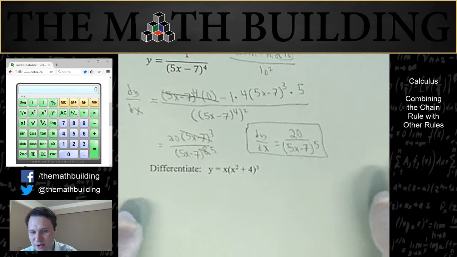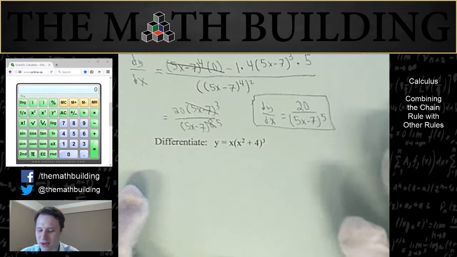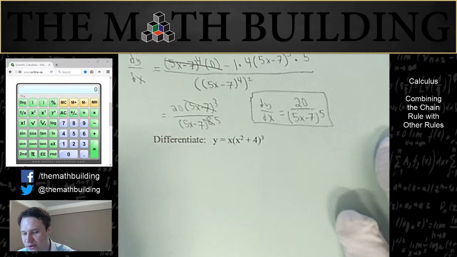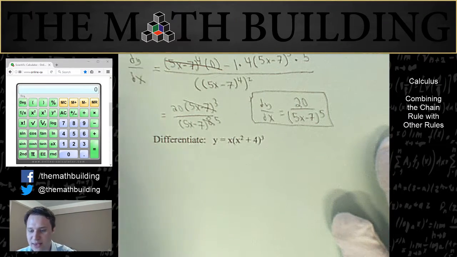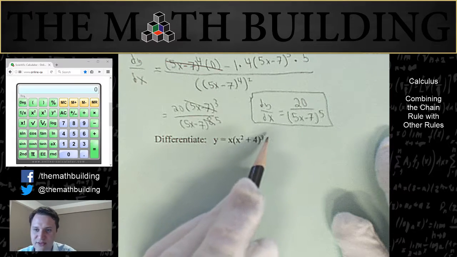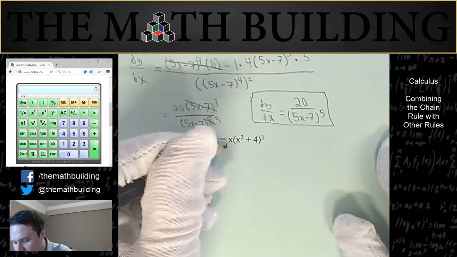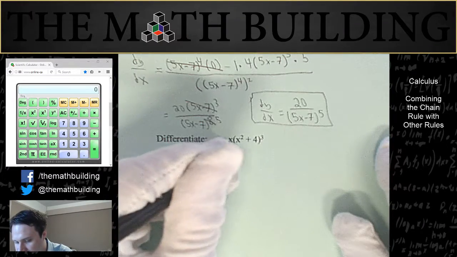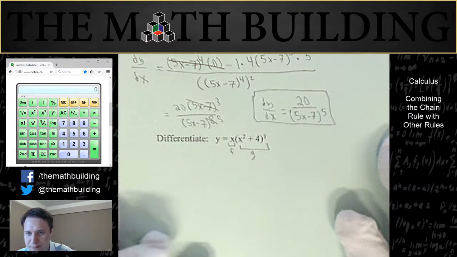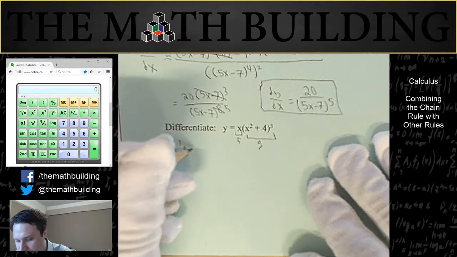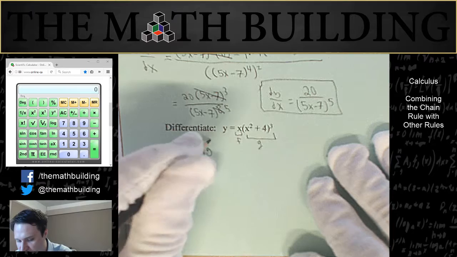So let's do an example of the chain rule and the product rule. Here I have x times x squared plus 4 to the 3. We can't just distribute this x because I have a power of 3 right here. So we're going to use the product rule, and remember this part we can call f, and all of this part we're going to call g. And as a reminder, the product rule is f prime g plus fg prime.